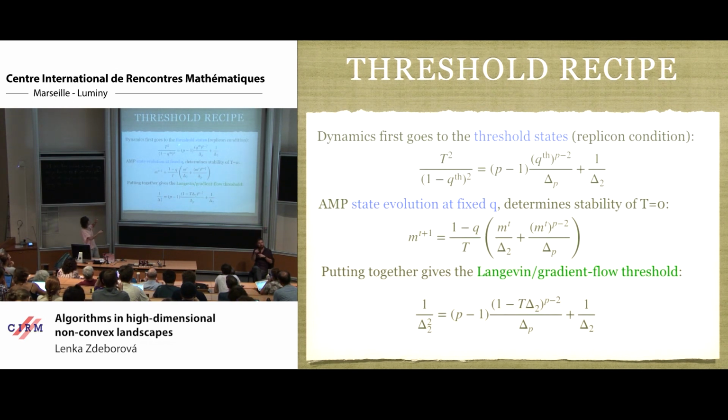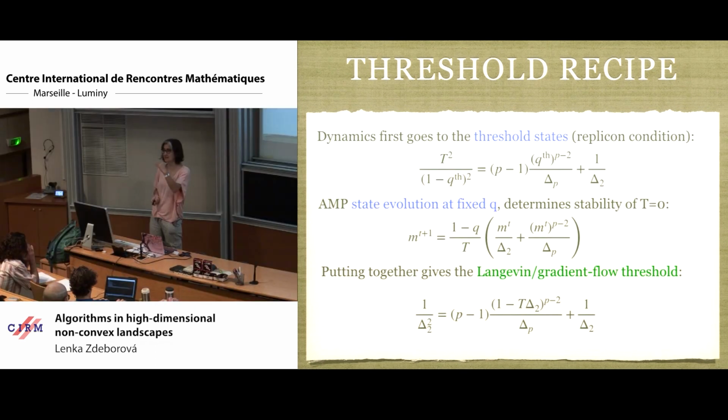And to get there, we need to compute what's the overlap at what we call the threshold states. These are the highest ones and widest ones. That's an expression that, in the spin glass literature, we call the replicon condition. So that's again an expression from many of the papers 40 years ago. And the next equation we need to plug this into is the state evolution of the AMP, because that tells us something about the instability in the direction of the signal.